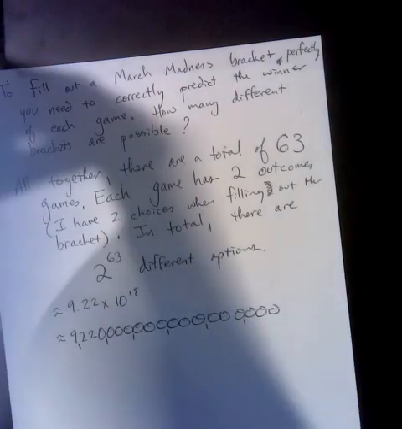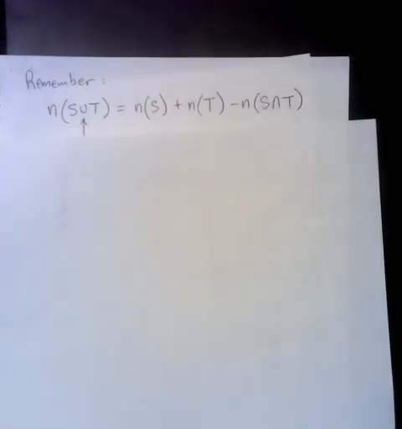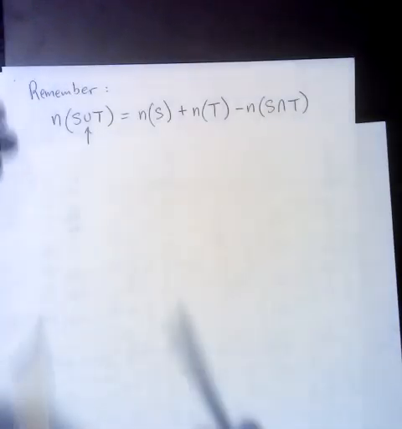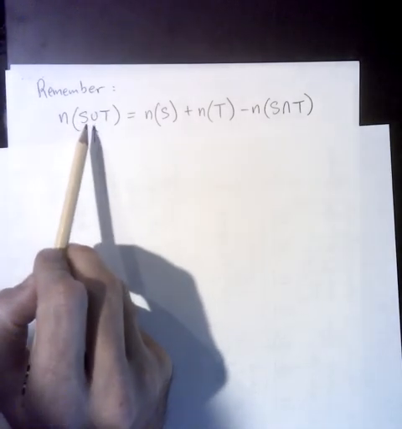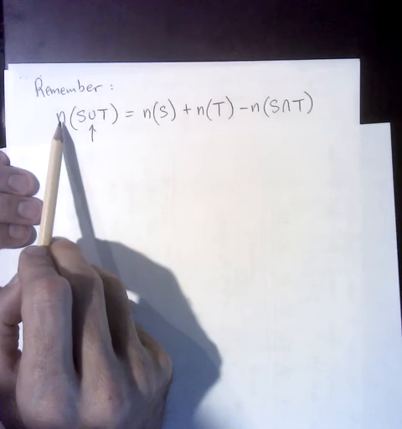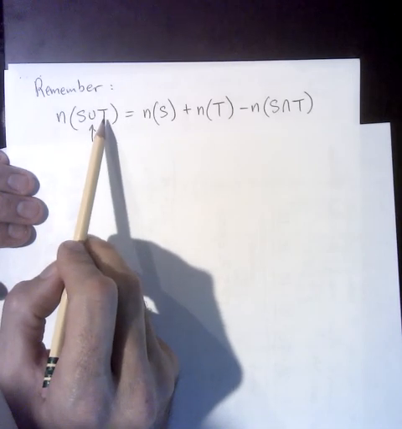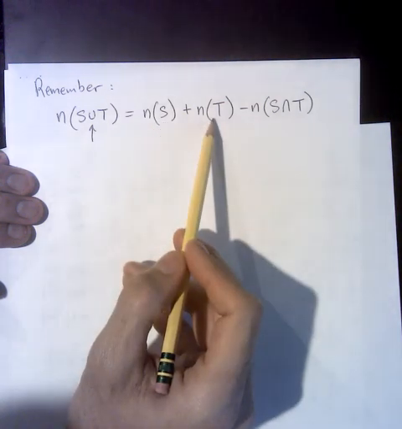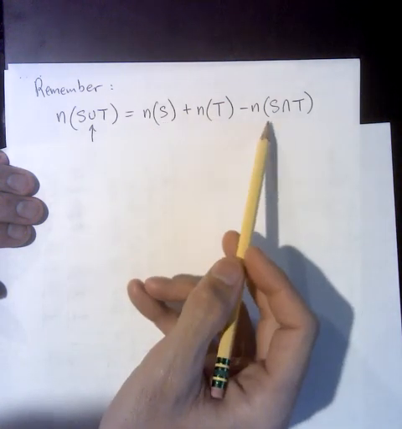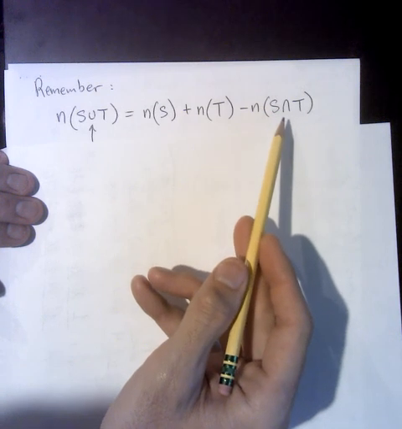Here we go. This formula. So remember, the union of two sets consists of everything in one set or the other set. So if I want to count the number of elements that are in one or the other set, S or T, then I can figure that out by taking the number of elements in S, adding the number of elements in T, and subtracting the number of elements in both sets, the number of elements in S and T. This is that counting formula that we talked about in section 5.3.